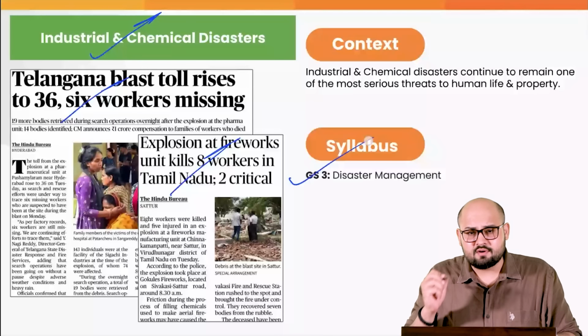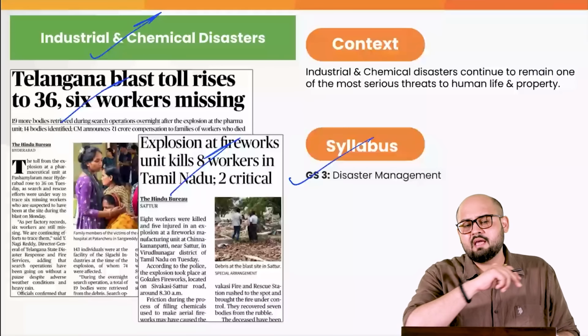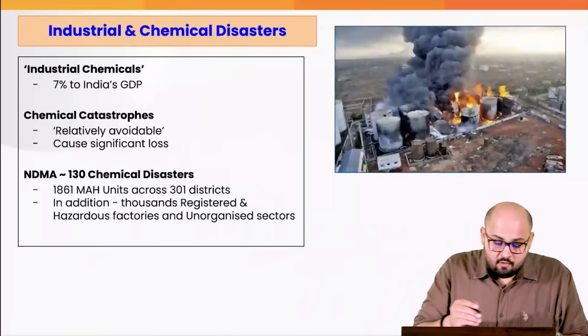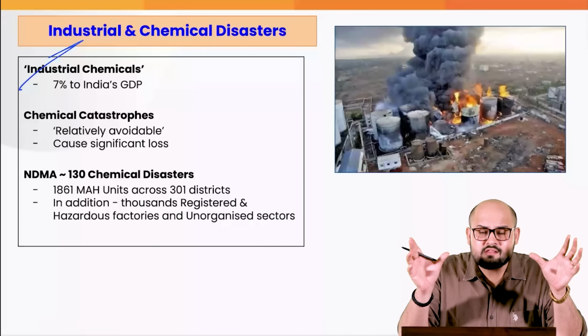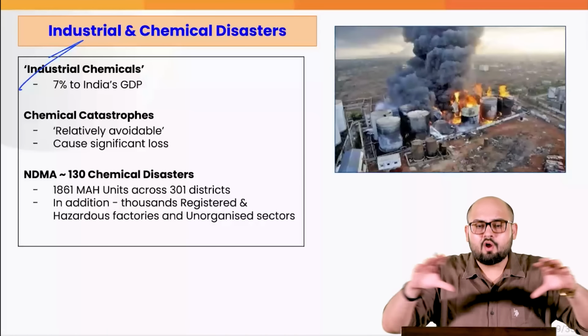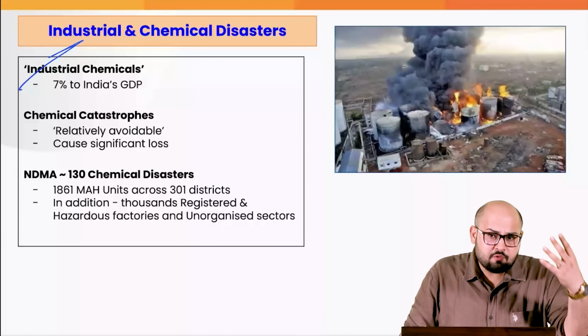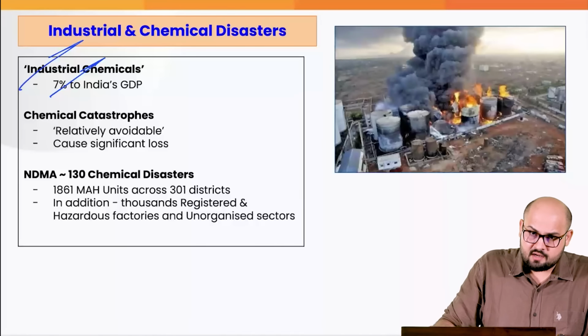Very important part of disaster management, and there's a very high possibility of this particular topic coming in this year's mains. Now, what you have to understand is that these industrial chemicals are the mainstay of the overall industrial development. They are the backbone of the overall industrial development. And according to some research, they contribute almost 7% to India's gross domestic product, right?